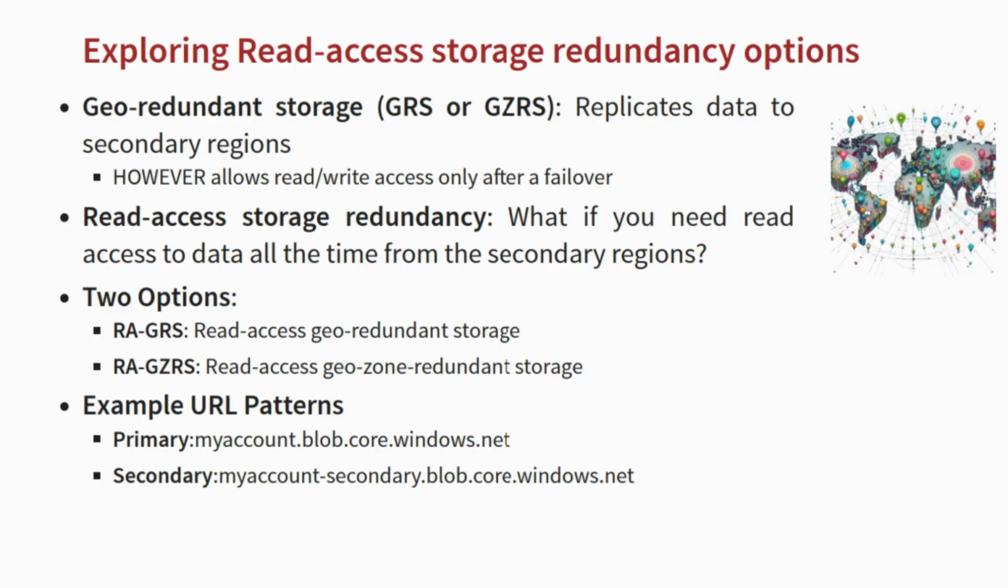Fine. So these are some example URLs. Whenever you go with the primary, you have myaccount.blob.core.windows.net, and whenever you are accessing the secondary region, this will be your URL.